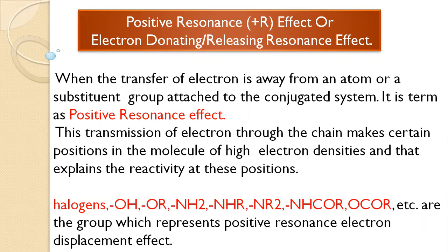See the examples: halogens, hydroxy group, OR means alkoxy, NH2, NHR, NR2. Then you see NHCOR or OCOR. So these are the groups. We can say these groups are electron donating groups, or electron releasing groups, as they have more electrons and therefore they donate their electrons. Release of electrons takes place, and they represent the positive resonance electron displacement effect.